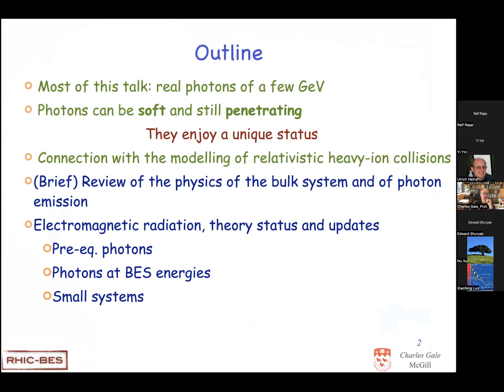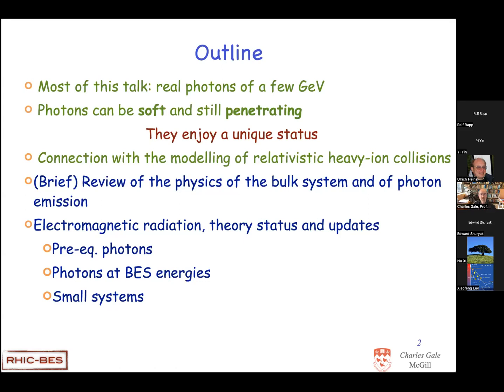So the outline of my talk is on the screen. So most of what I'll talk about is real photons. So I apologize in advance. I don't have the time really to do justice to virtual photons. So the leptons. That's another talk if you're interested.